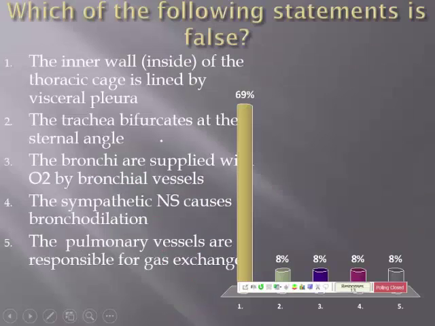The trachea does bifurcate at the sternal angle. Bronchi are supplied with oxygen by bronchial vessels. Sympathetic nervous system does cause bronchodilation, and pulmonary vessels are responsible for gas exchange.